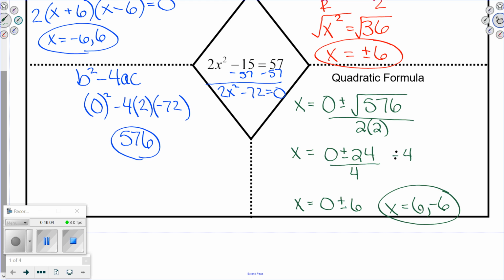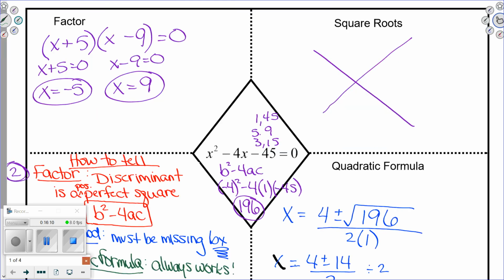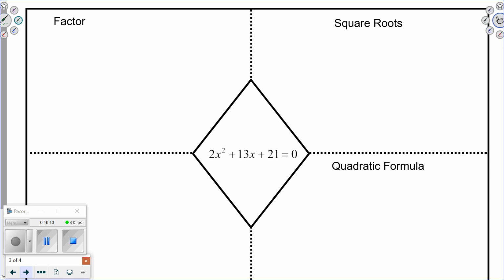So is it possible to do one problem, all three methods? Yeah, sure is. All right. 2x squared plus 13x plus 21. Is that thing going to factor? How do you tell if it factors or not? The discriminant. What's the discriminant?